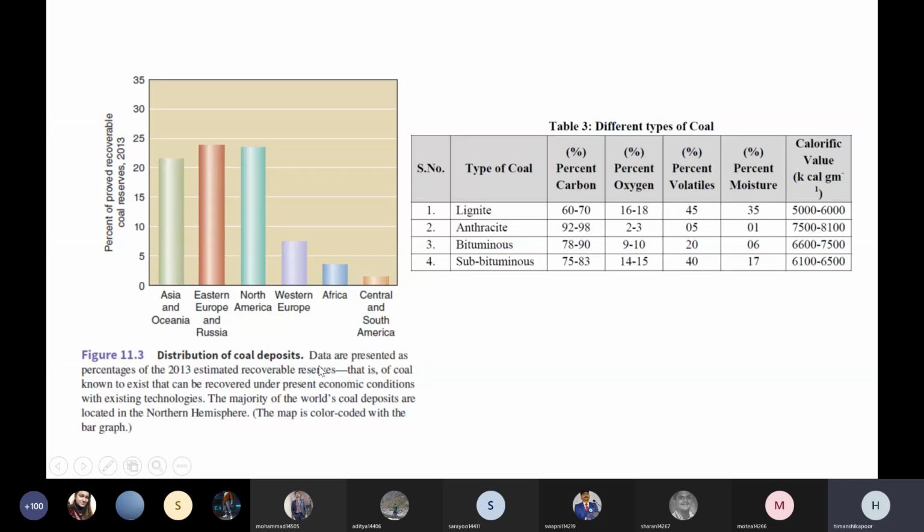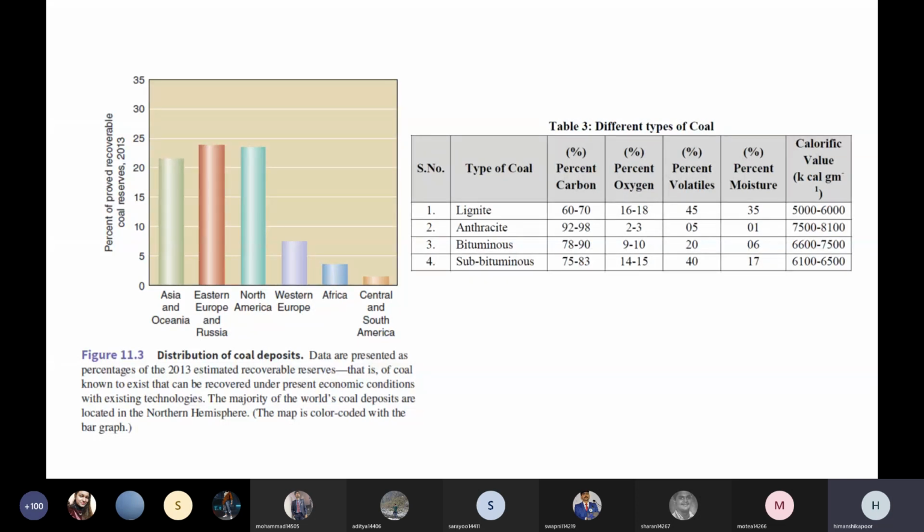Now we see the distribution of coal deposits. You can see that Asia has significant coal deposits. As compared to Europe and America, it also has much of the coal reserves. So that is why in India also we have coal reserves, and all these methods of extraction of coal have been worked out very well. We now know methods for extraction of coal very well, and that is why it is being used as a conventional source of energy.